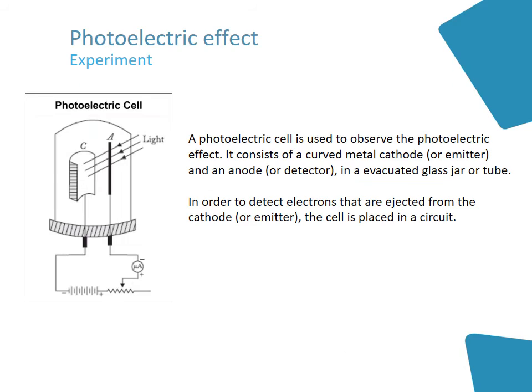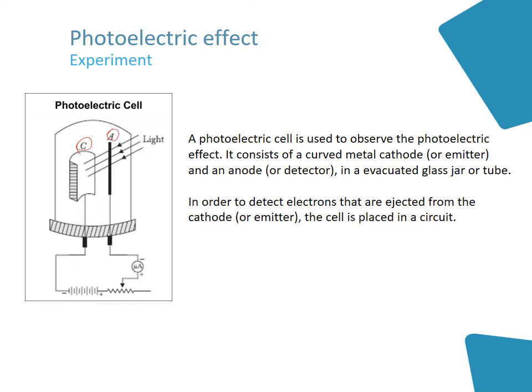So to observe the photoelectric effect, we use something called a photoelectric cell, and this is a diagram of a photoelectric cell. And basically it consists of a curved metal cathode, and that's this guy at C over here. And it's called the emitter because it's the thing that's going to be emitting the electrons. And we also have something called an anode, which we can see at point A there. So that long piece there is called the anode. And that's going to be the detector. And all of these are placed inside an evacuated glass jar or tube.